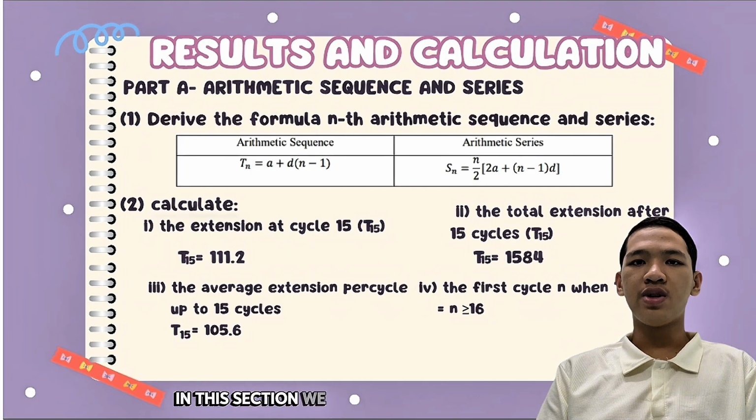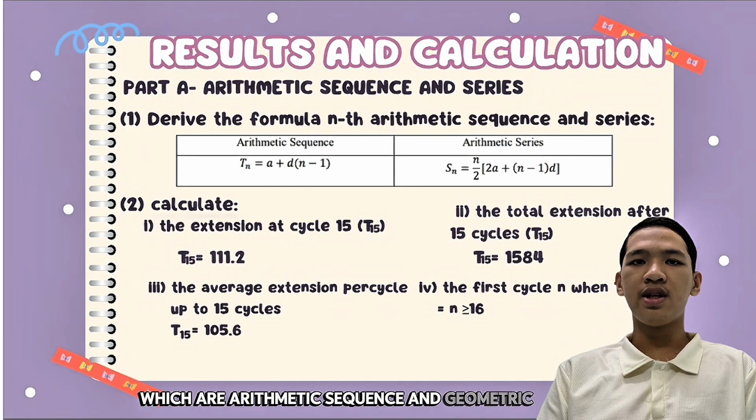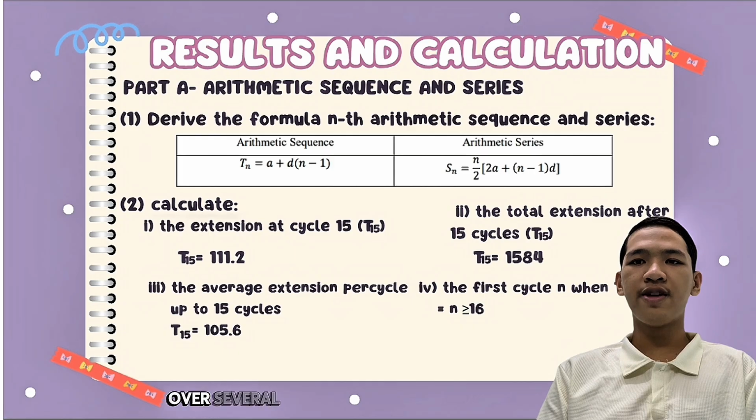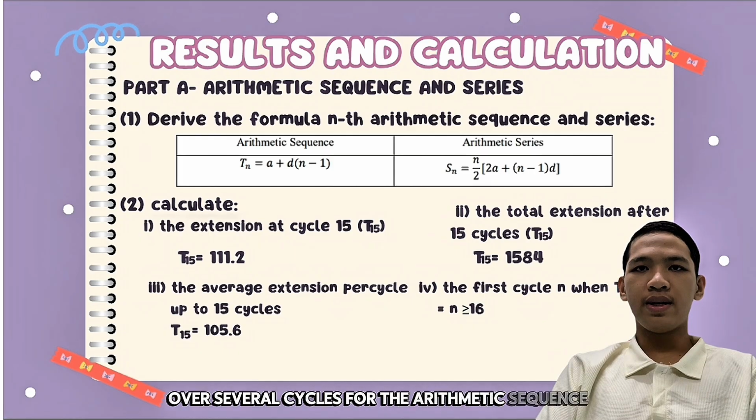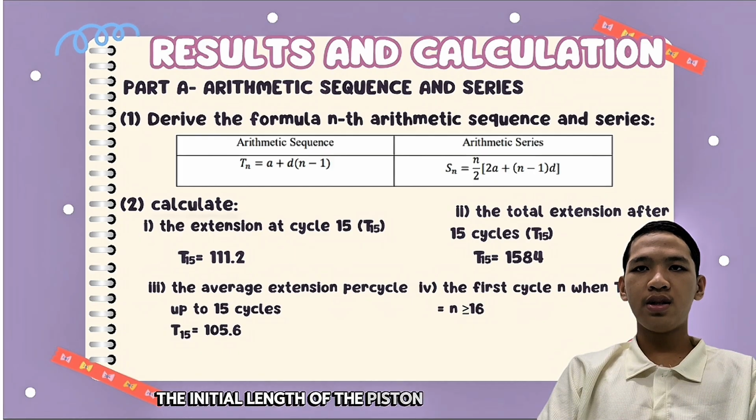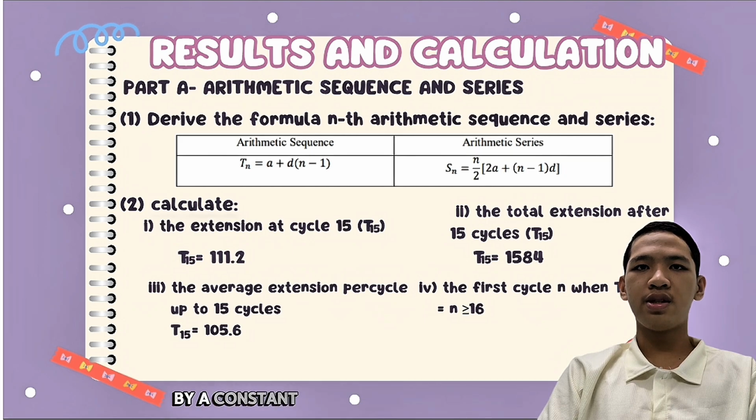In this section, we use two mathematical models, which are arithmetic sequence and geometric sequence, to analyze the expansion of the piston rod over several cycles. For the arithmetic sequence, the initial length of the piston rod is 100 mm and it increases by a constant value of 0.8 mm per cycle.